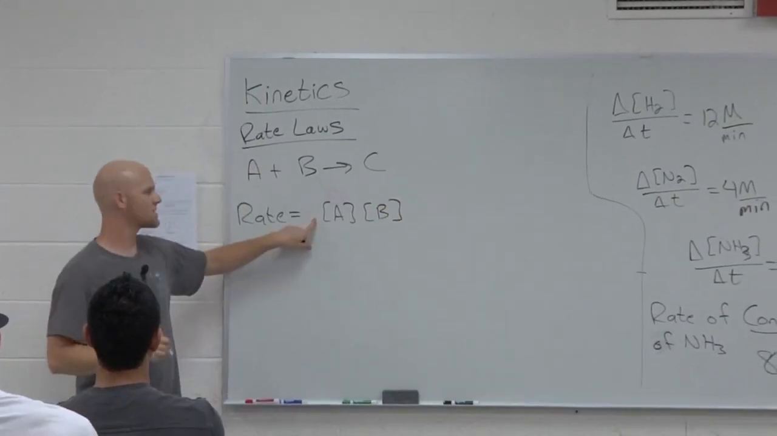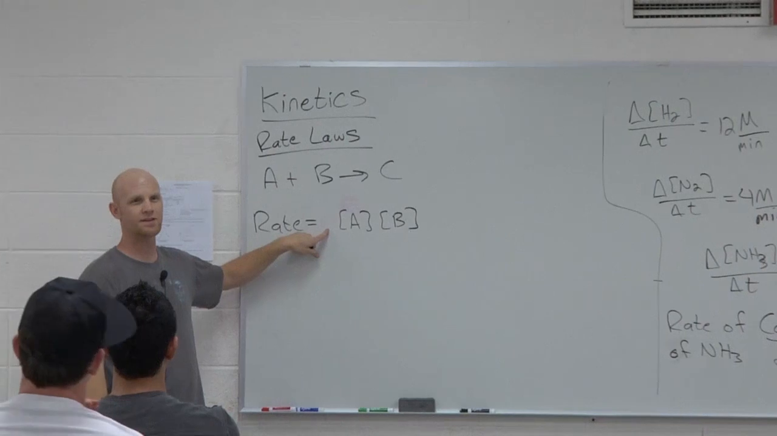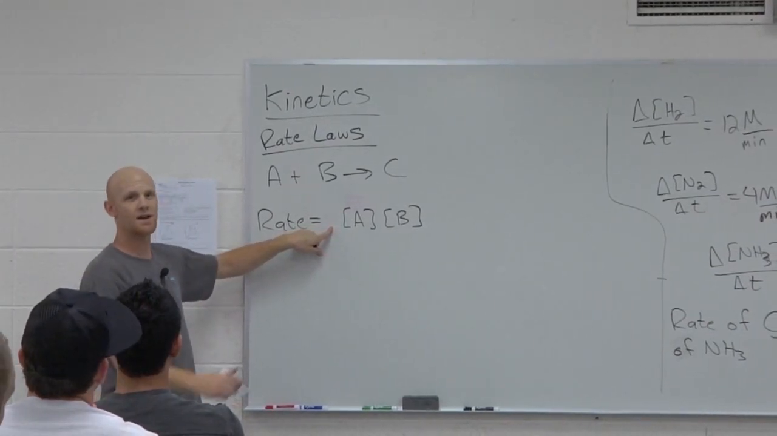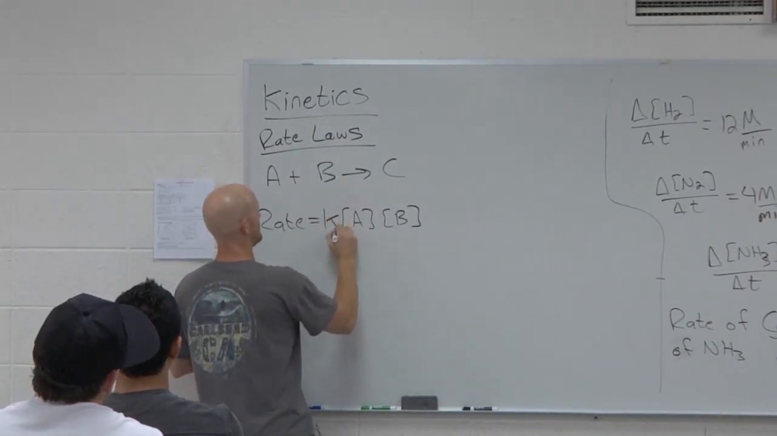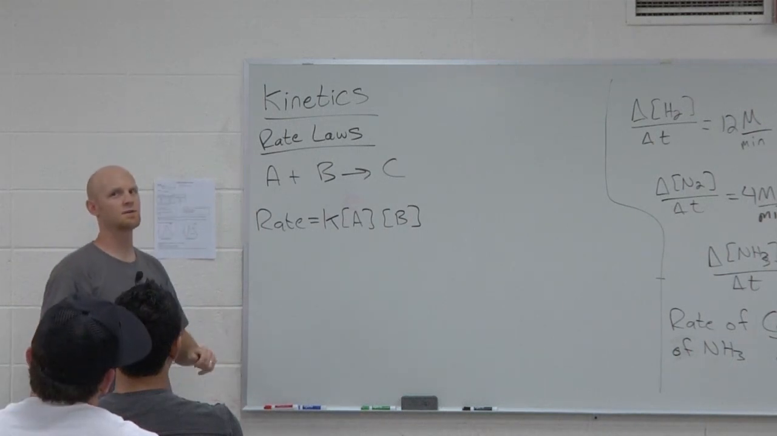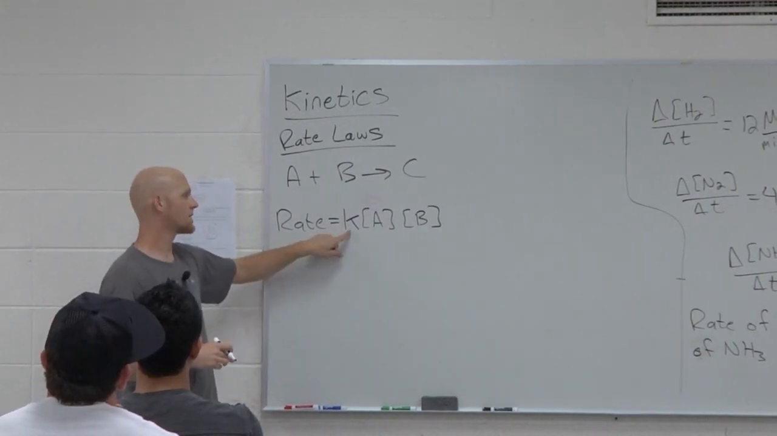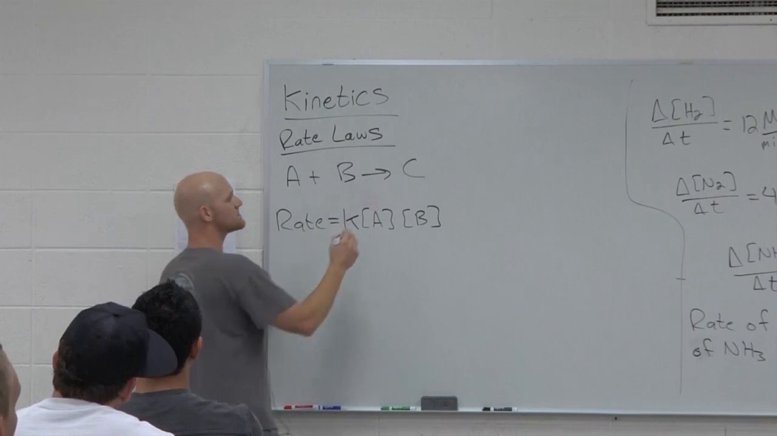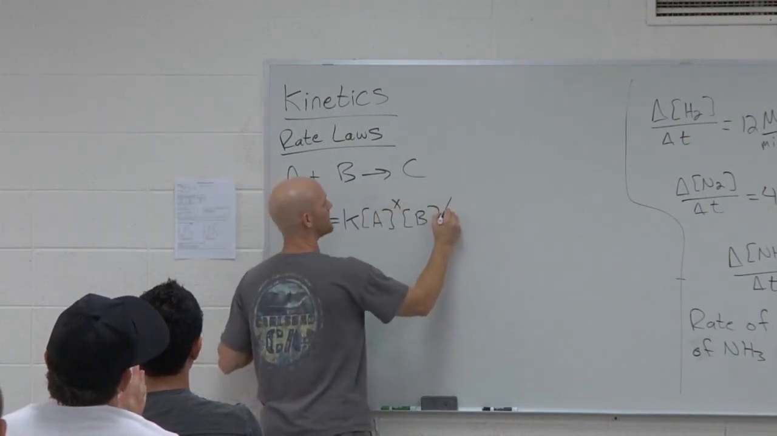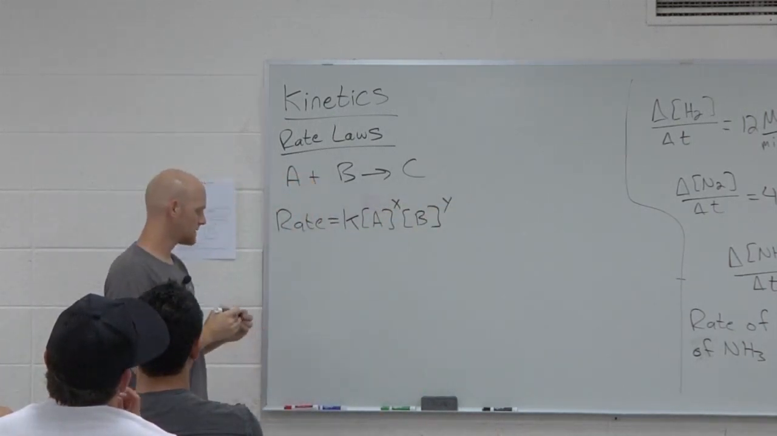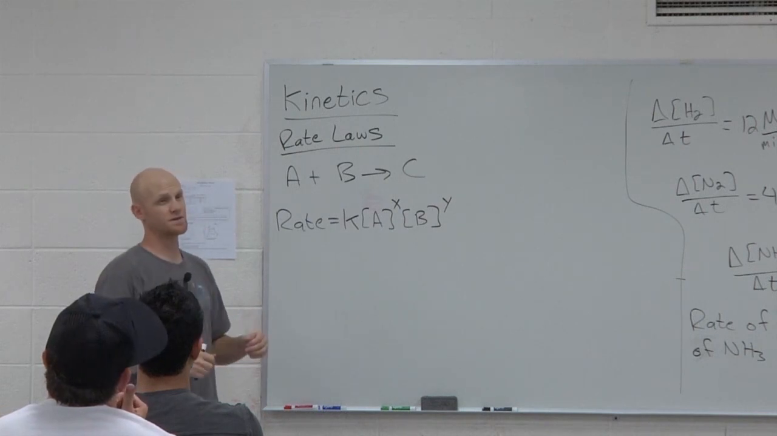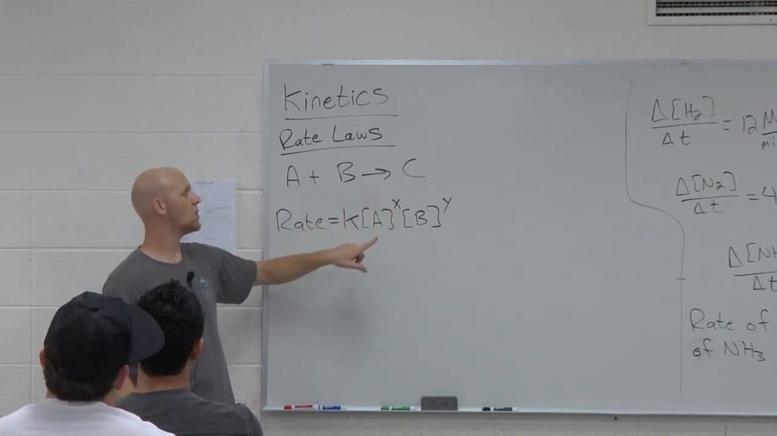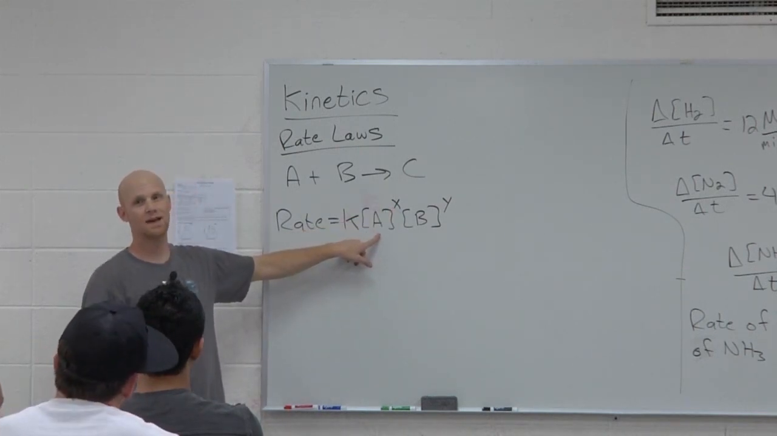But we usually stick a proportionality constant in the front. What do we call that proportionality constant? Yeah, lowercase k, the rate constant. It's a lowercase k, by the way, because we're going to deal with k's all night long, right? That's the lowercase k, the rate constant. And we usually have some exponents here that we call the what? Those are the orders.